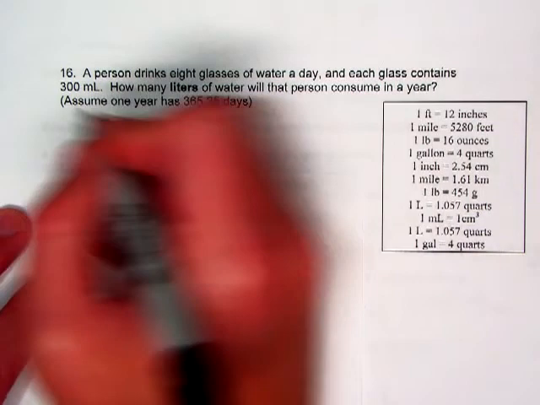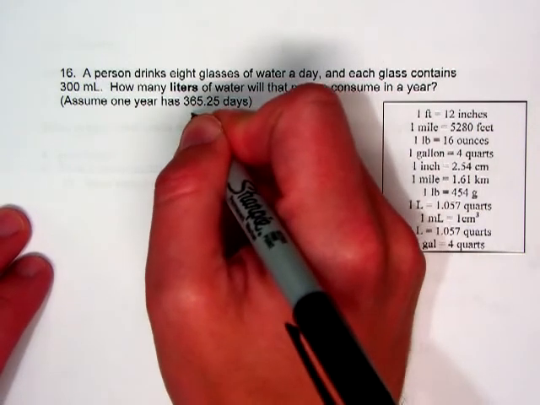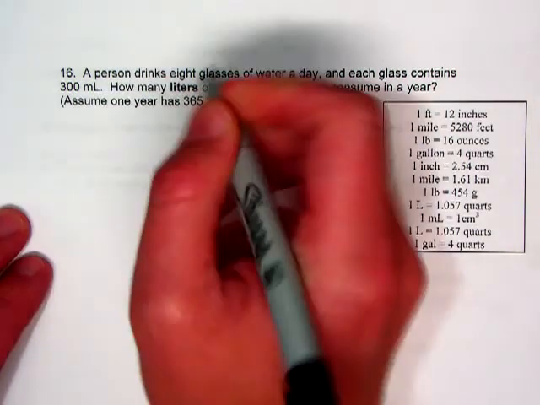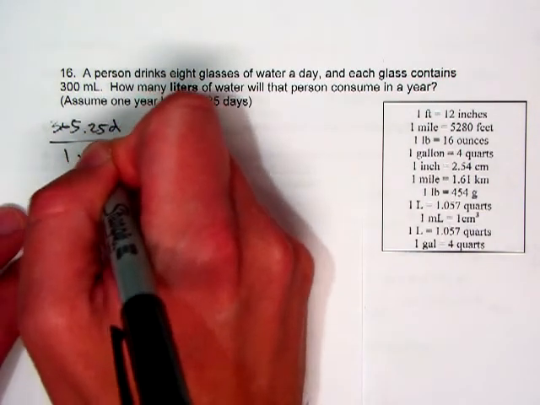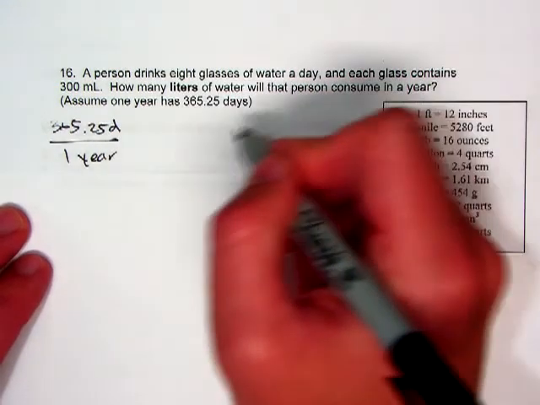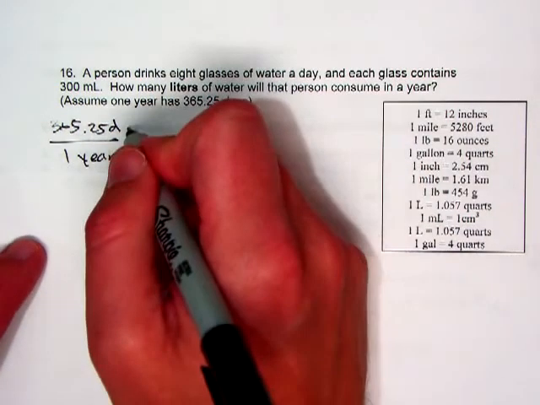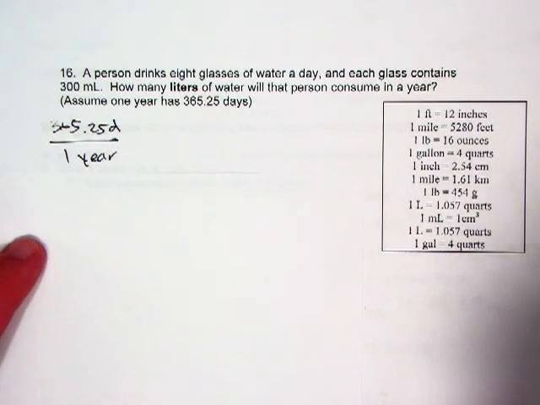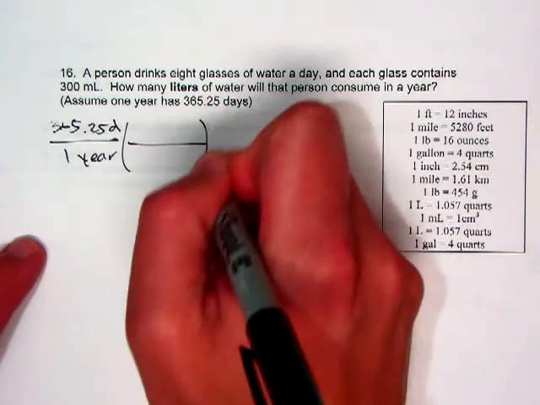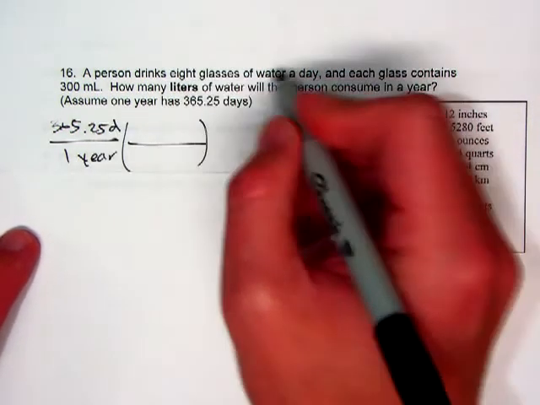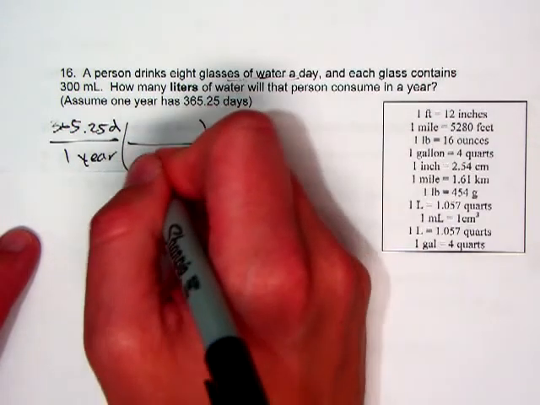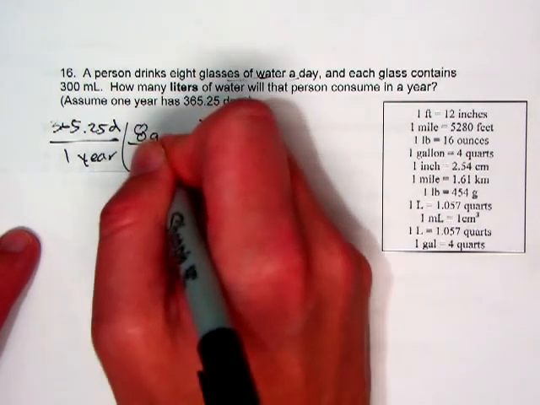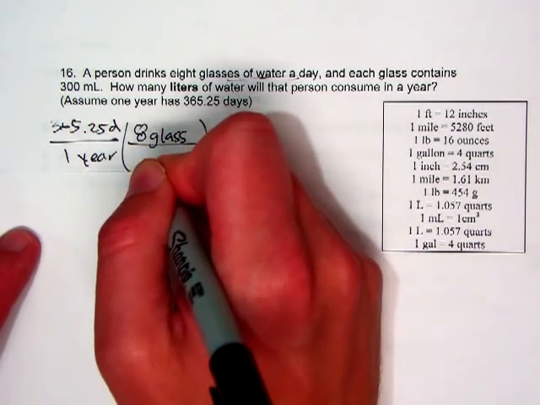If it were me, and it is me right now because I'm the one writing, I'd start with 365.25 days in 1 year. So that's where I would go. 365.25 days in 1 year. And you want to get that down to liters per year. First one will be how many glasses of water do you drink in a day. This is the conversion factor right here. 8 glasses per day. So would go here, 8 glasses per day.